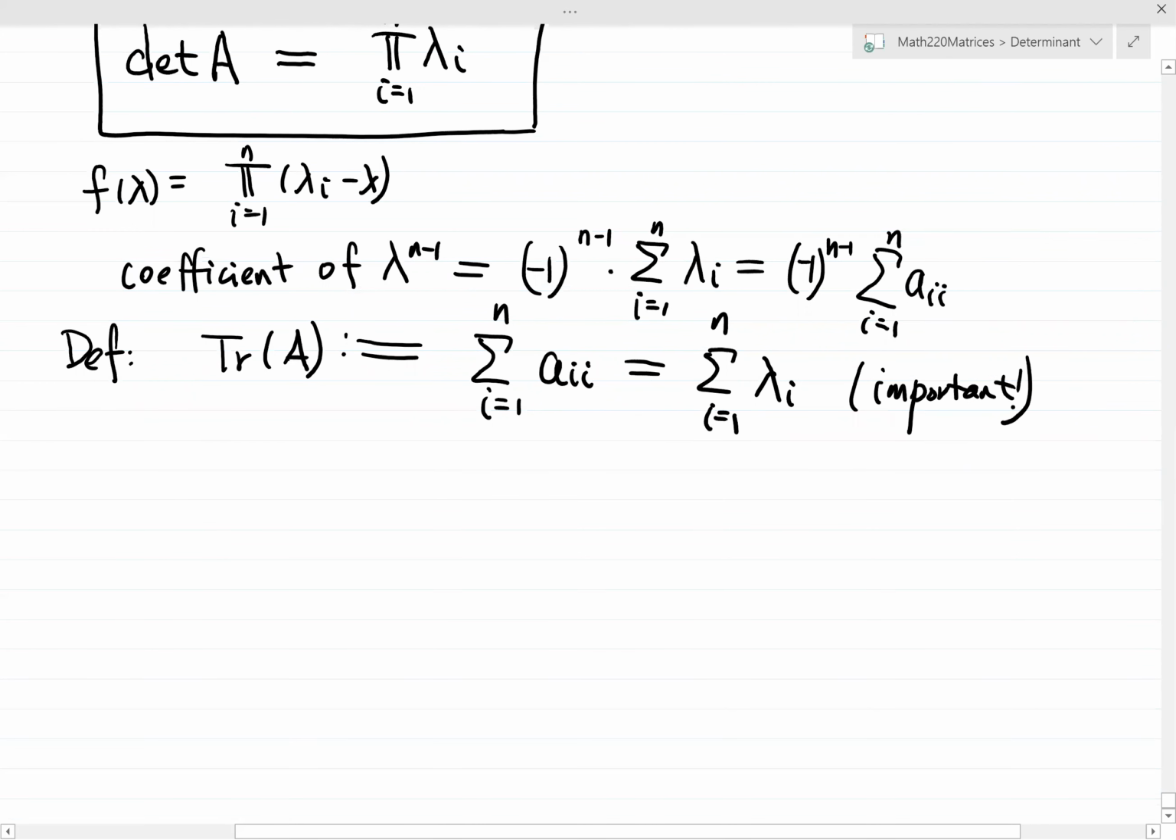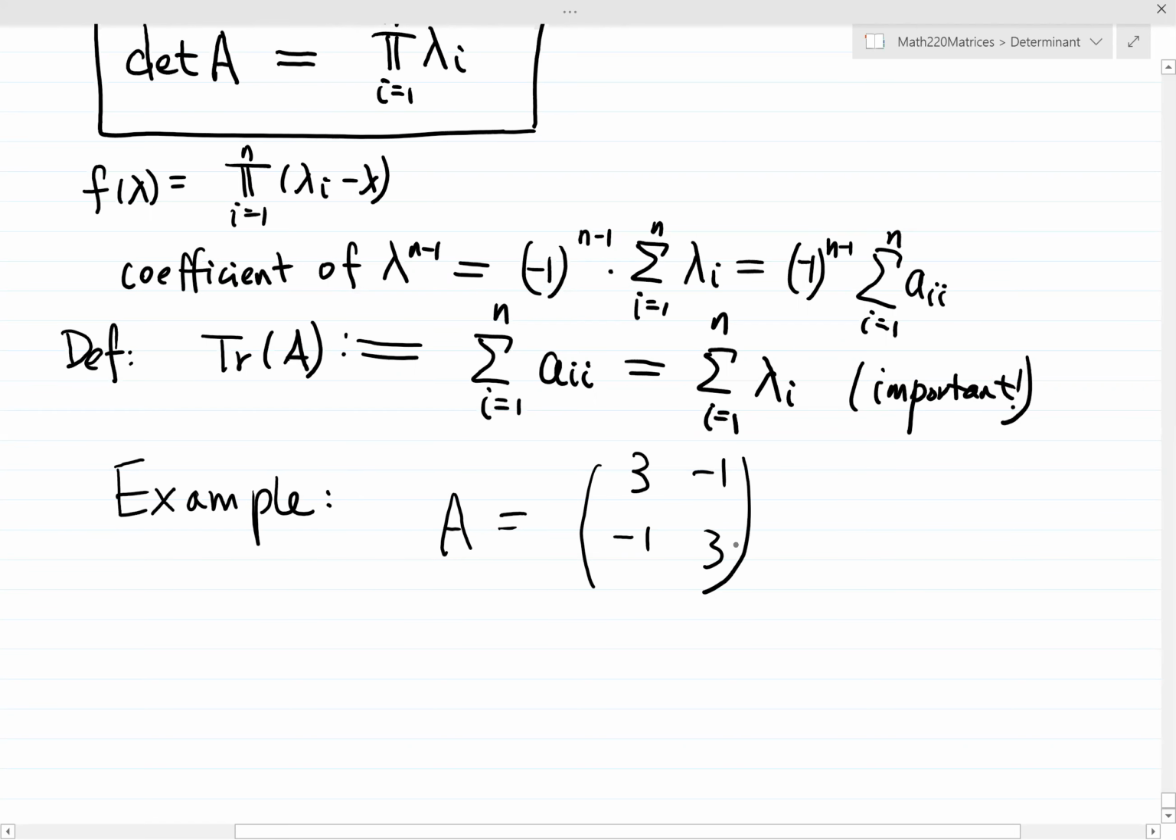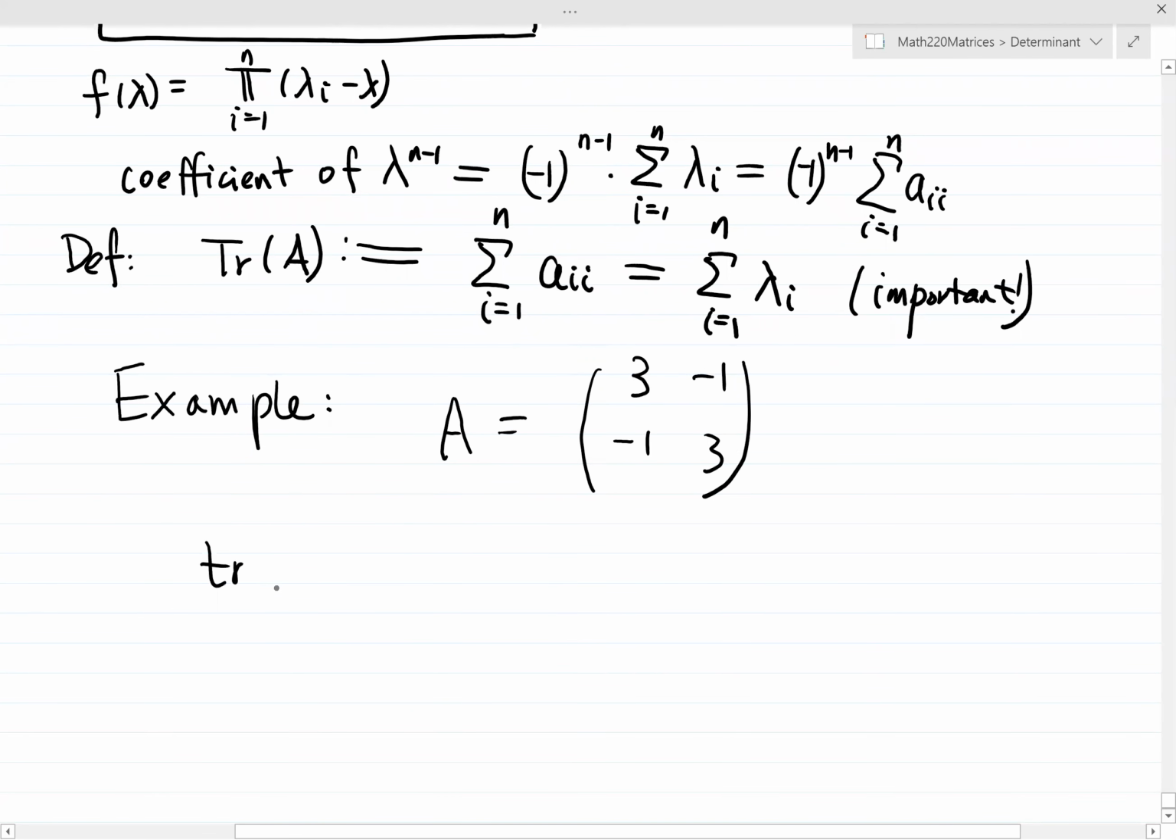Okay, let's see an example. We have a lot of examples, just see one example that we already did. So A is, for instance, [[3, -1], [-1, 3]]. So trace A is the sum of the diagonal terms, A11 plus A22. A11 is 3, A22 is 3, so the sum, we get 6.